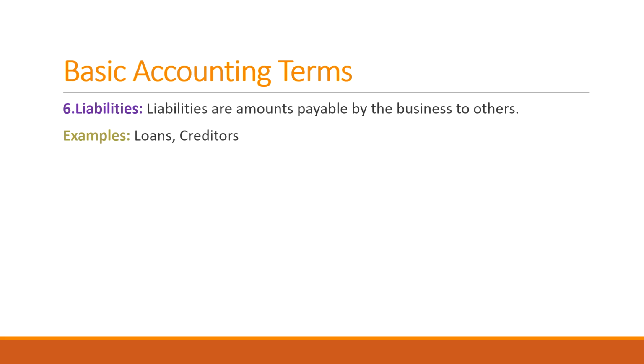Next, it is about liabilities. Liabilities are amounts payable by the business to others. For example, Ravi takes a loan of 50,000 rupees from the bank. Since this amount has to be repaid, it is a liability. Got it? So, examples are loan or creditors.